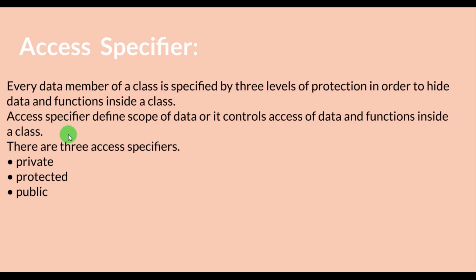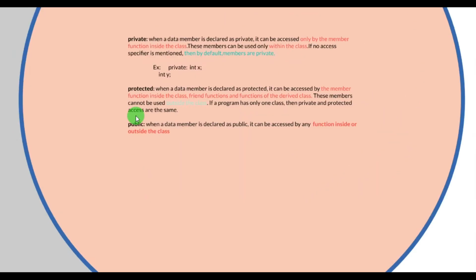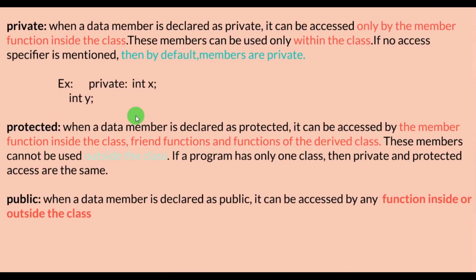So there are 3 types of access specifier: private, protected and public. We are going to see them in detail in the next slide. So remember these 3 points. These are the 3 types of access specifier. So next we are going to see them in detail and explain.